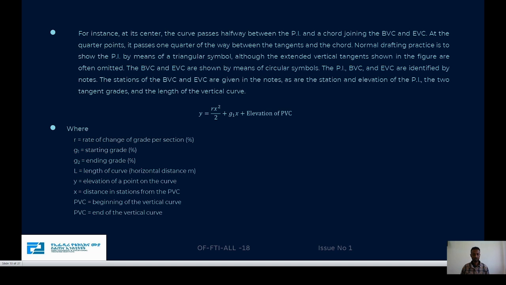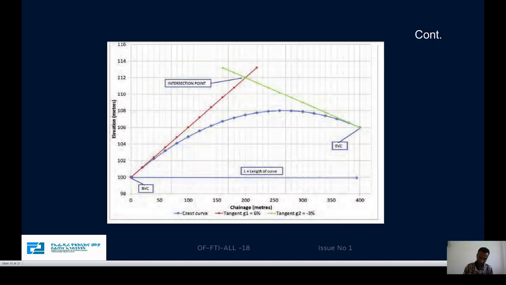y means the elevation at any point on the curve. For example, this is a crest curve. Some curves are formed by a positive and a negative grade. This point is the beginning of the vertical curve, this is the point of intersection, and this point is the end of the vertical curve. The length from the beginning to the end is the length of the curve.